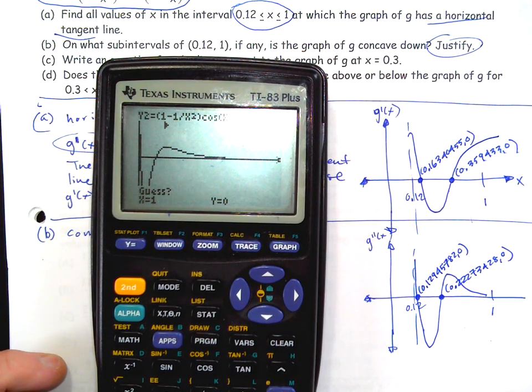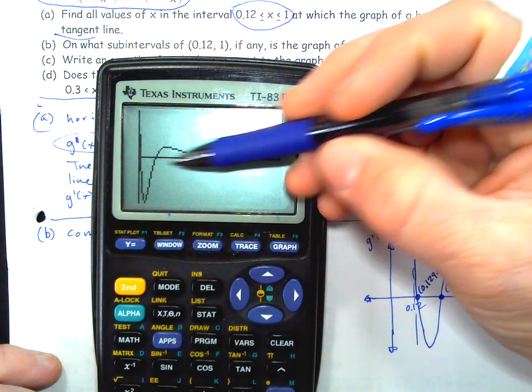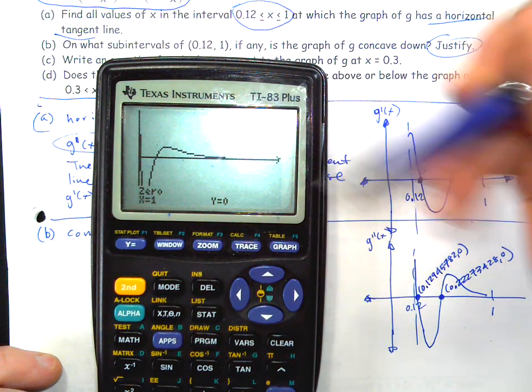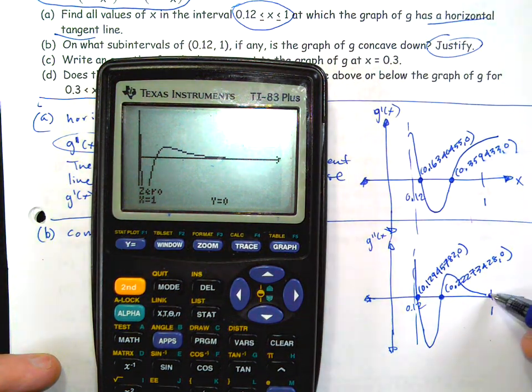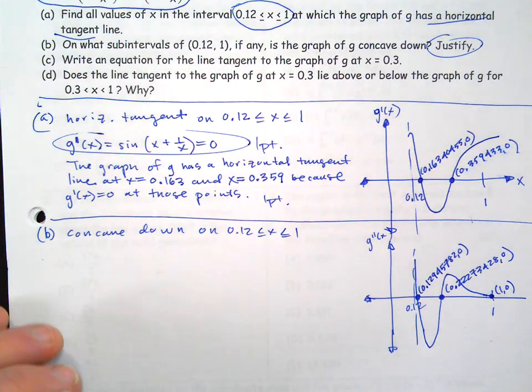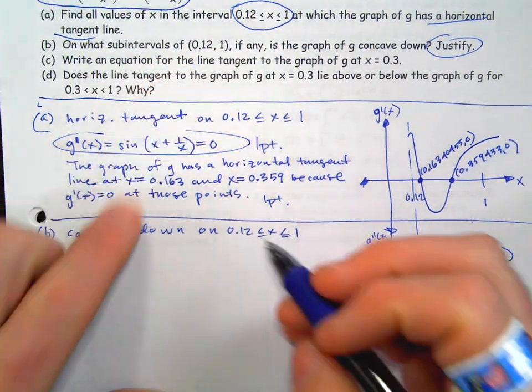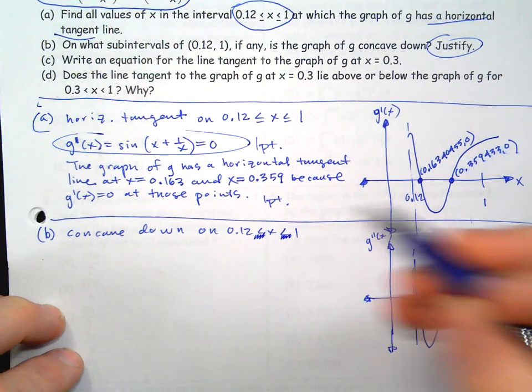And our guess is going to be 0.4. So it's going to start looking over here, and it's going to find the closest one. Oh, yeah, so it says there's a 0 at x equals 1. Now, it does say on what subintervals of 0.12 to 1, so it doesn't include the endpoints.